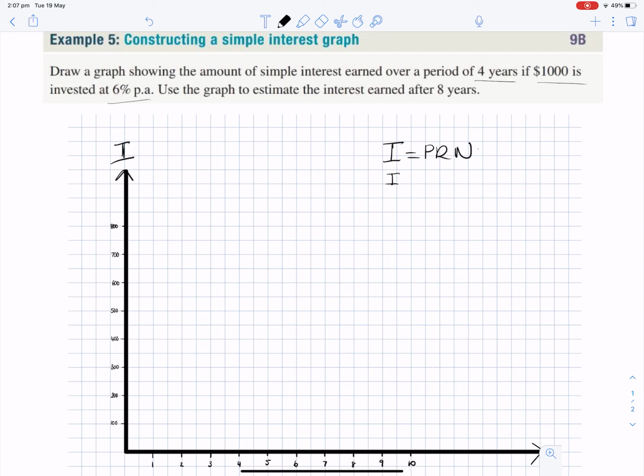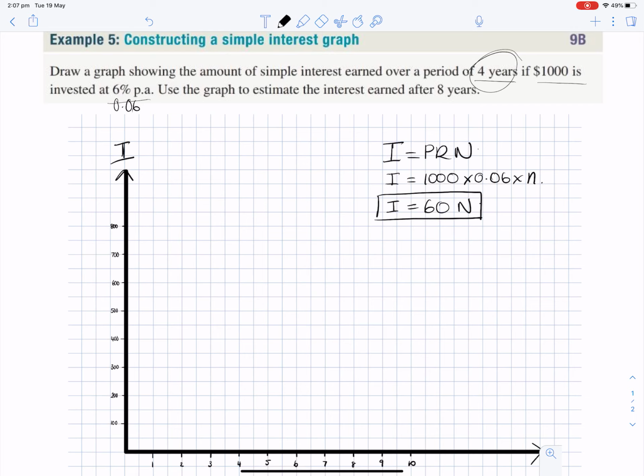So interest equals my principal, which is 1,000, times my rate, so 6%, which is 0.06 as a decimal, times the number of time periods, and it's 4. Okay, but sorry, I don't need to put 4 because I want a graph, so that's not actually relevant. I want to leave it as N. So if I multiply 1,000 by 0.06, I get 60, so I equals 60N. Okay, and then that equation will work for any time period in that investment.